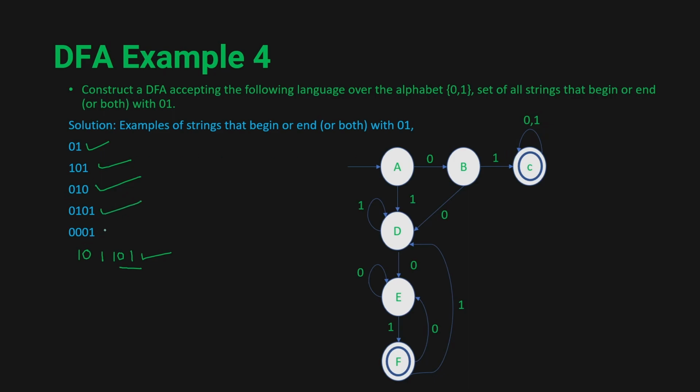What about 0, 0, 0, 1? So you are in state A. You get input 0, you go to B. You get input 0 in state B, you go to D. Okay. Then you get input 0, you go to state E. Then you get input 1, you are in state F. Is it a final state? Yes. So this string is also accepted. So this is how we solve the fourth example for our DFA.